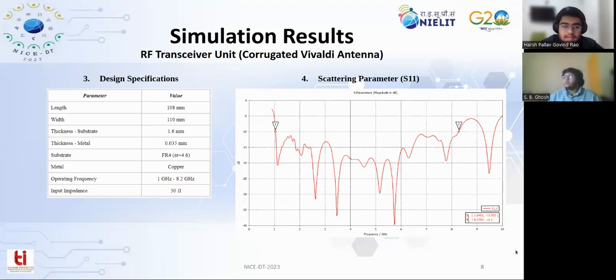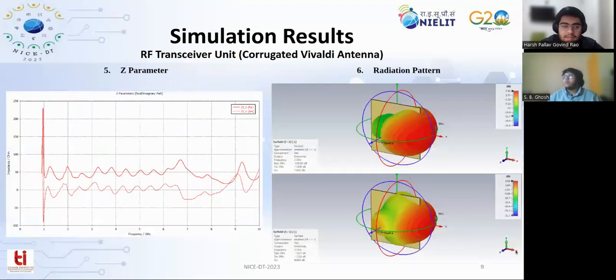Now in the next slide, we see the Z parameter, which shows the real and imaginary parts of the impedance of the antenna. The real part of the impedance hovers around 50 ohms in the operating frequency band. Now, towards the right, we have the radiation pattern of the designed antenna at our desired frequencies.